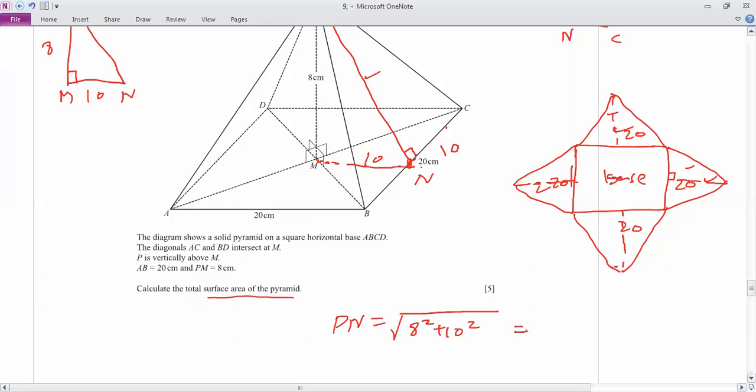2 square root 41. Sorry, your sound is not clear to me. 2 square root 41. Yeah, okay. So I will say this is 2 square root of 41.